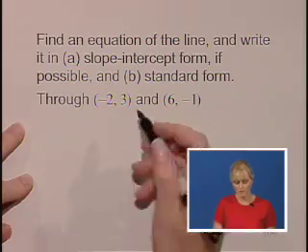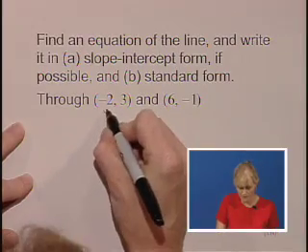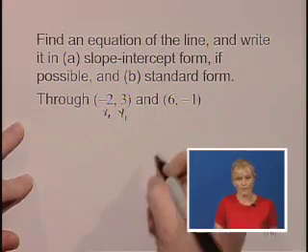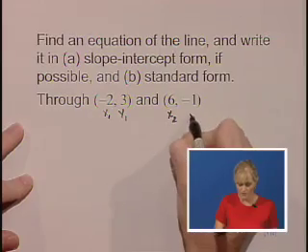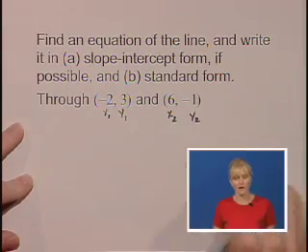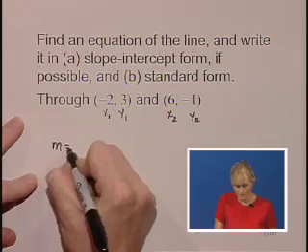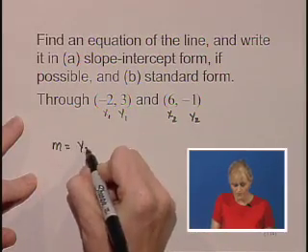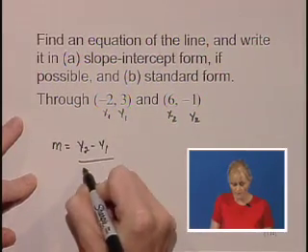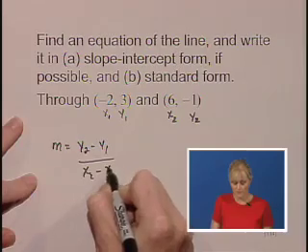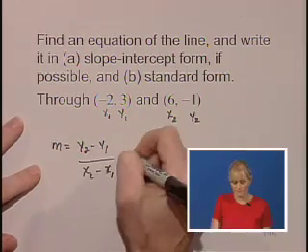So we have 2 points, and we're going to label these x1, y1, x2, y2, and we're going to calculate the slope first. Our slope formula is y2 minus y1 over x2 minus x1.